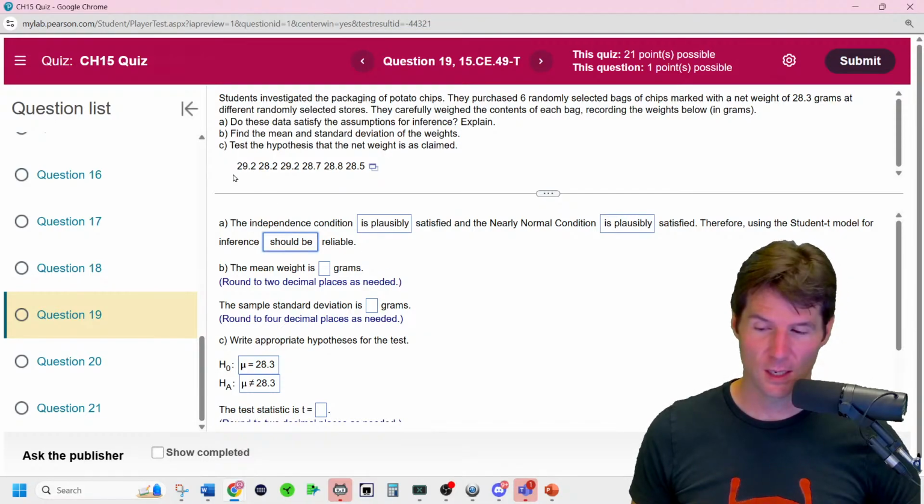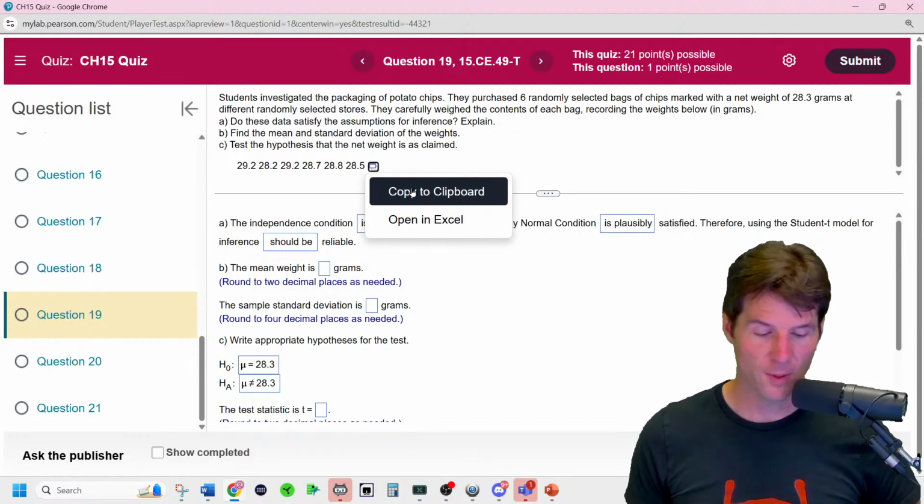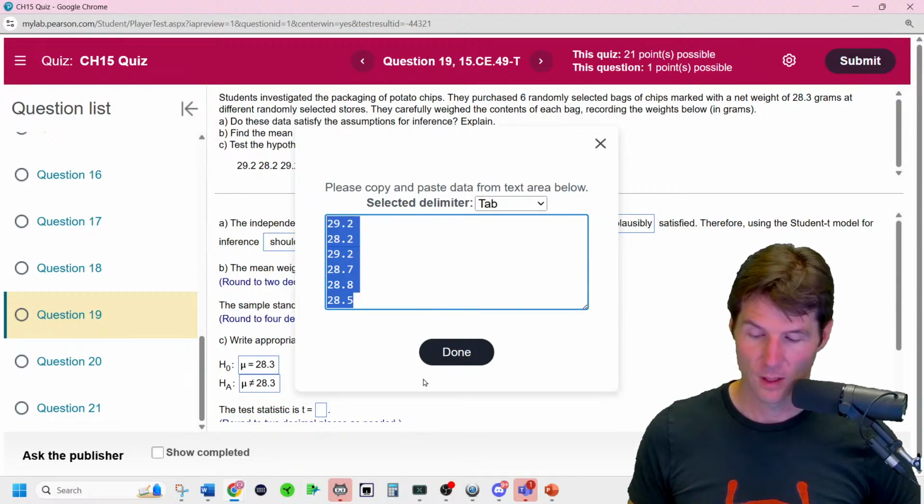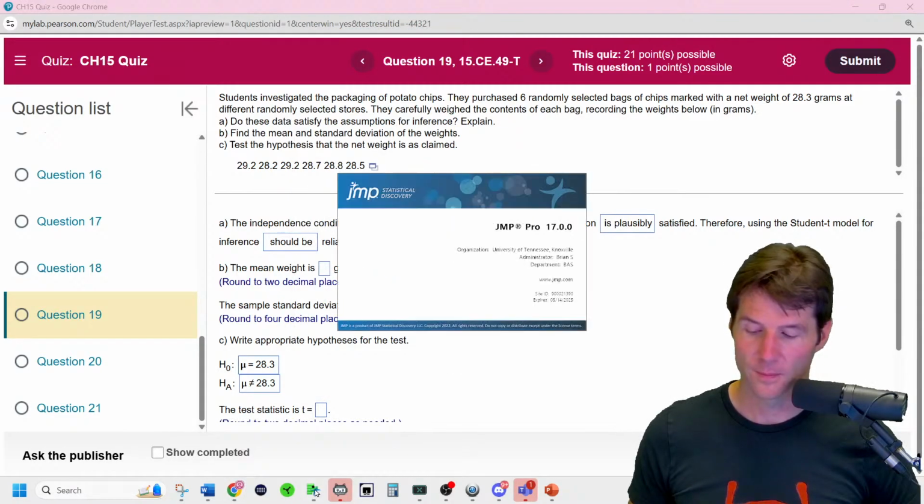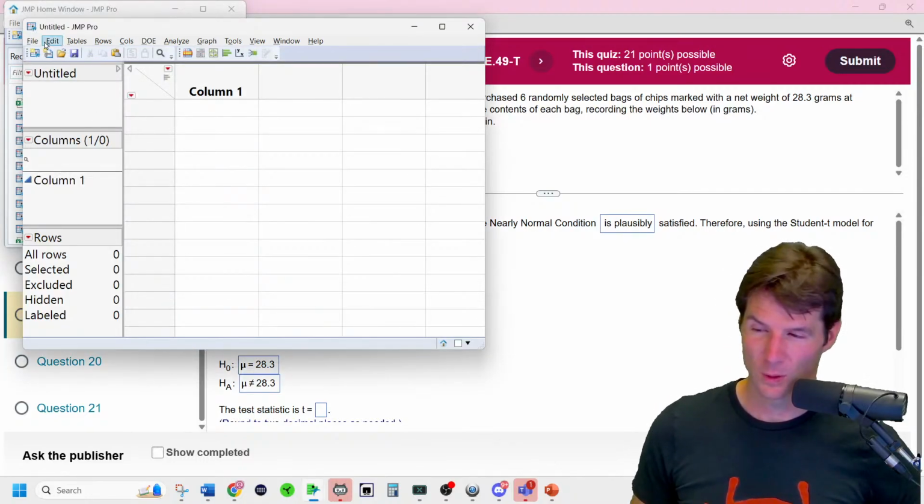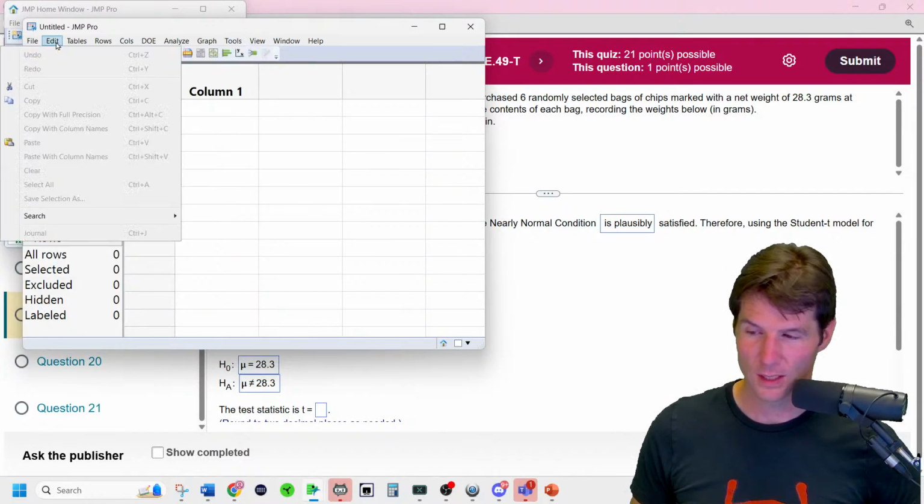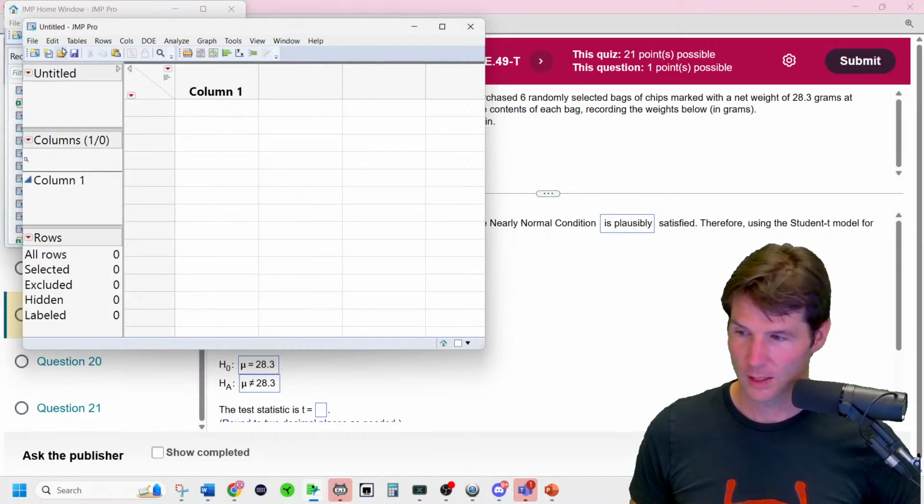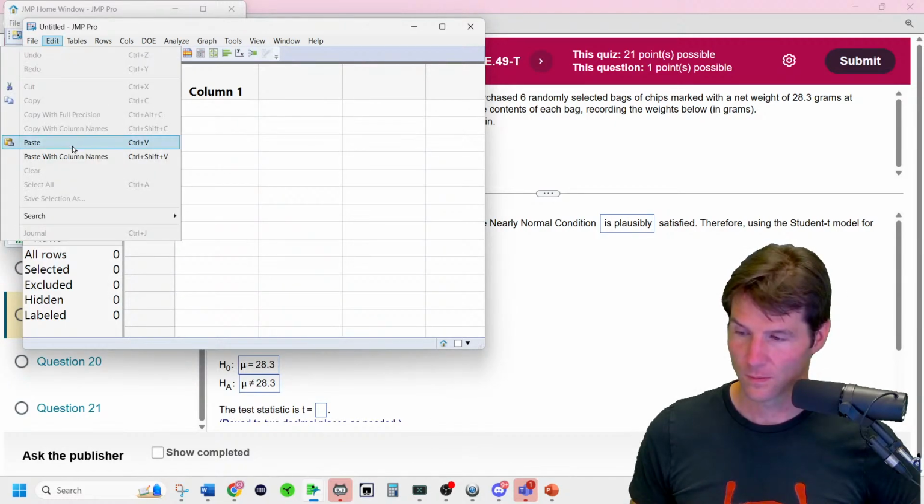You can enter this into any online calculator or applet. We're going to do the work in JMP right here. Makes life really easy. Go to the little box right there, click it, and go to Copy to Clipboard. Click Control-C or Command-C. Now go inside of JMP. Inside of JMP, hit Control-N or go to File, New, Data Table. And now hit Edit, Paste.